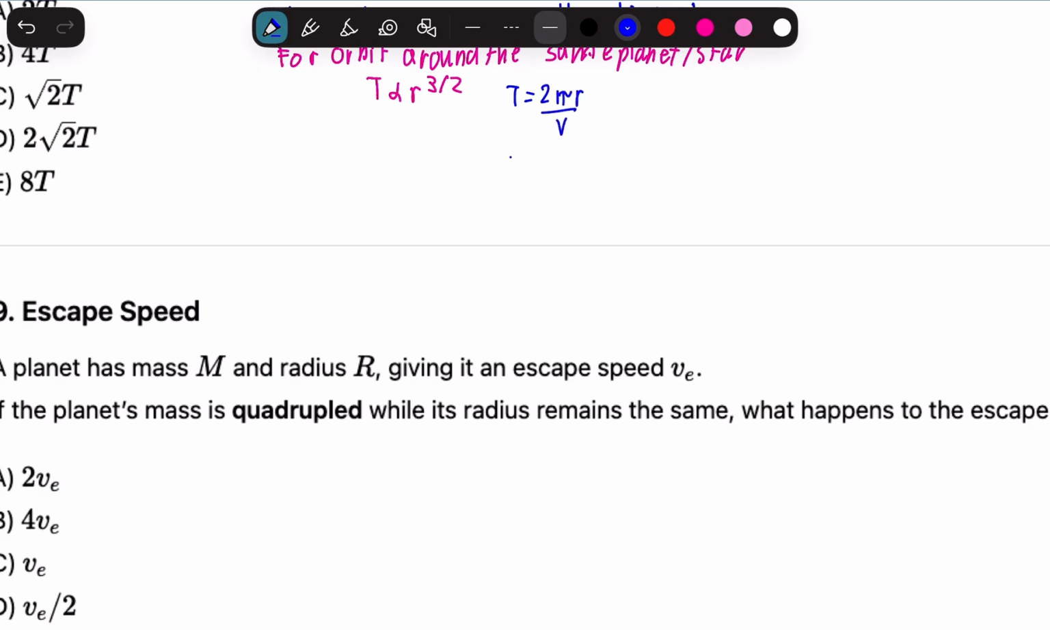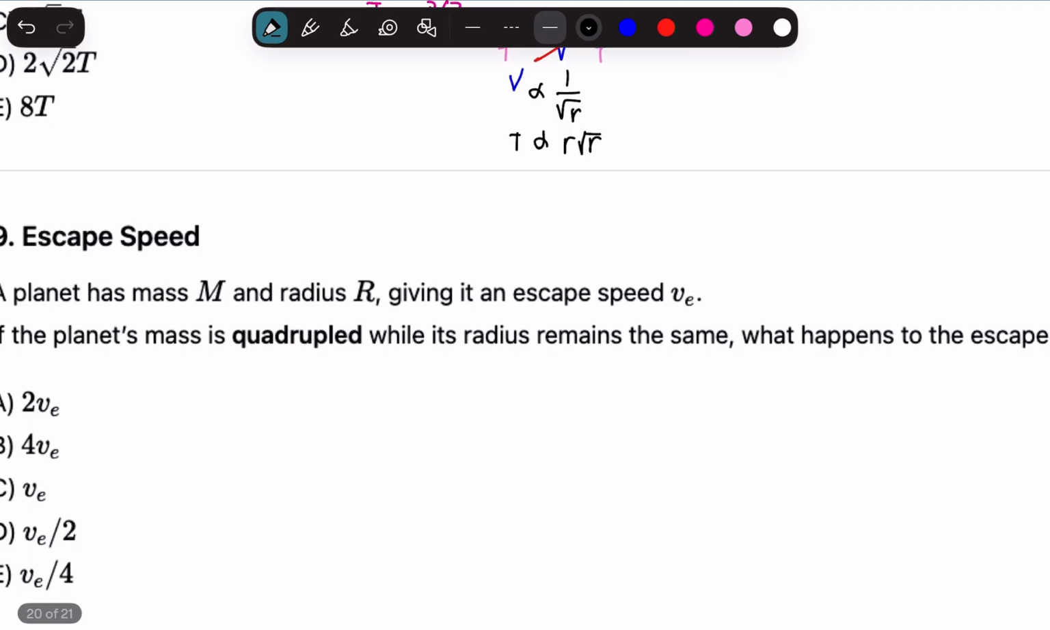So then we can isolate for v and then divide by T, and that cancels out. So then you just get v is proportional to 1 over the square root of r. And then that means you can get T is proportional to r times the root of r, and this is going to be equal to r to the power of 3 over 2.